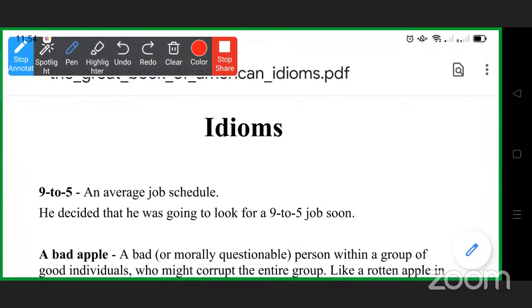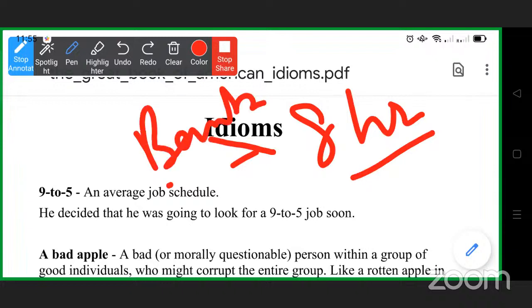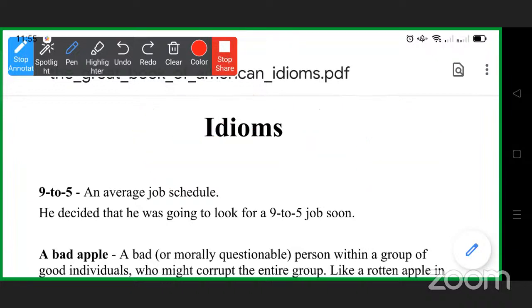When we talk about a 9 to 5 job, there are lots of people who do it, and I believe you must know many of them, like teachers, for example, or people who work in any private sector. They basically do the 8-hour job, or bank employees. If you ask any bank employee, they would be doing the 9 to 5 job, and they would get free at 5 o'clock, okay?